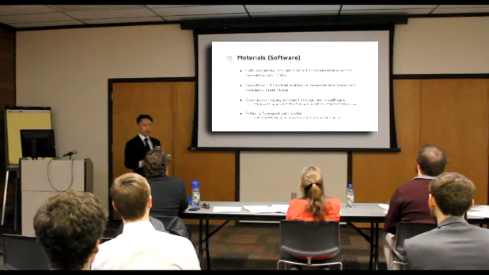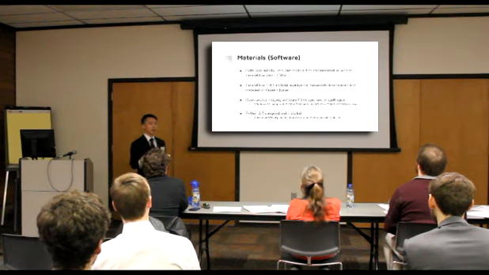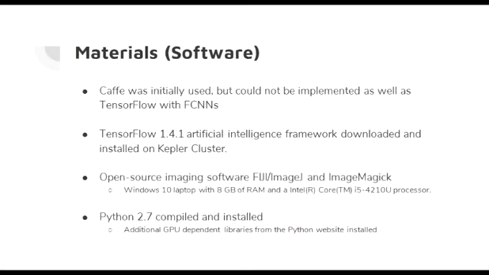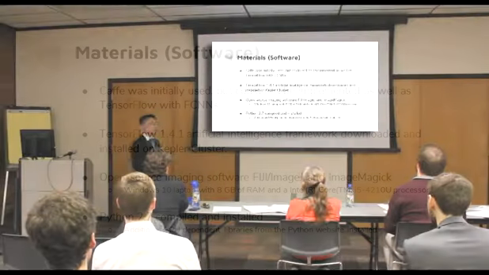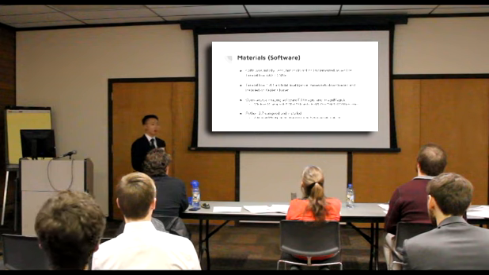And so initially when I began this project, I started using Caffe, an artificial intelligence framework. However, I quickly switched to TensorFlow because I realized that was much more compatible, and I'll explain that later on. And so I also used the imaging software Fiji and ImageJ because that's the software they were using at the HeartNet lab where I got my images. So I had to use that. And then I wrote my code in Python.